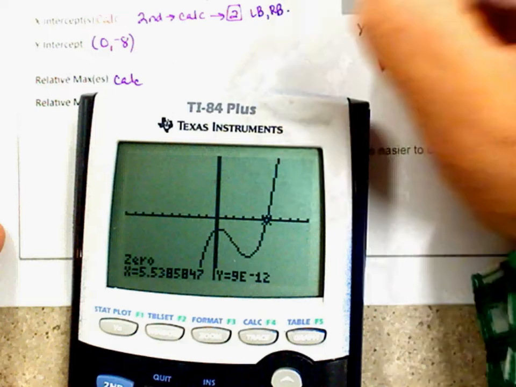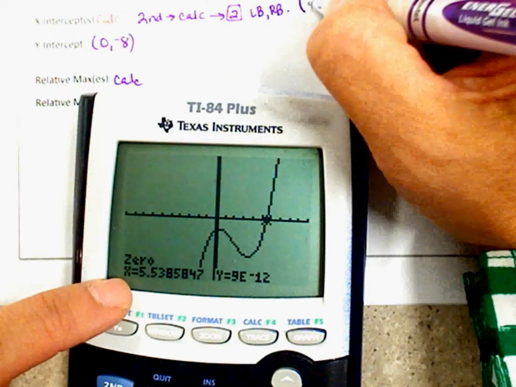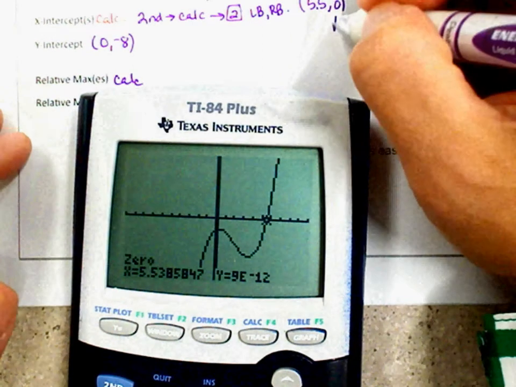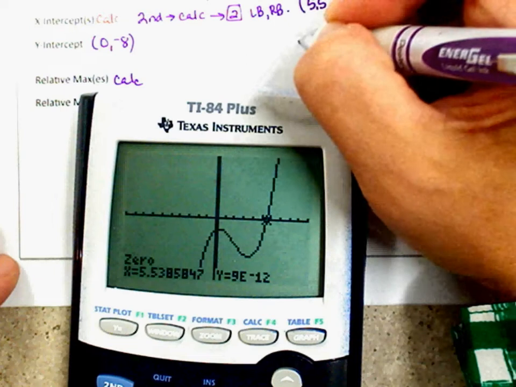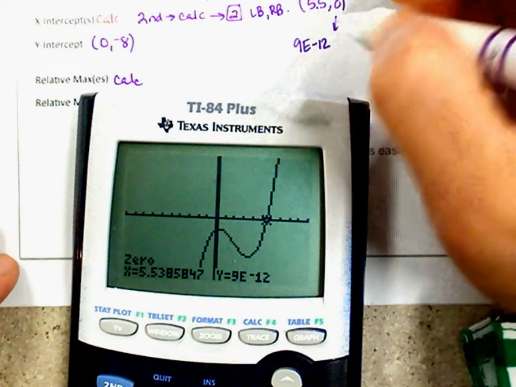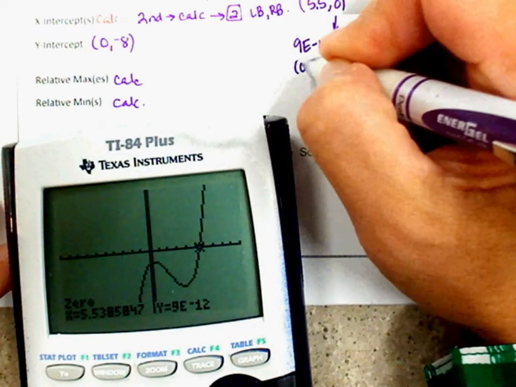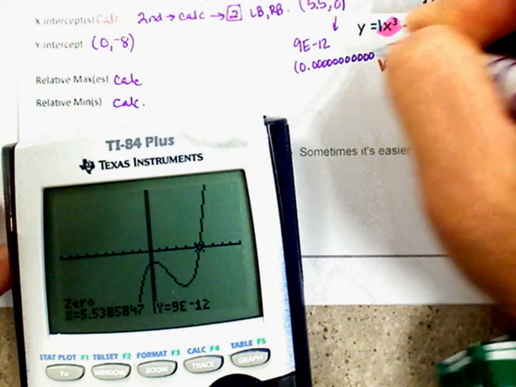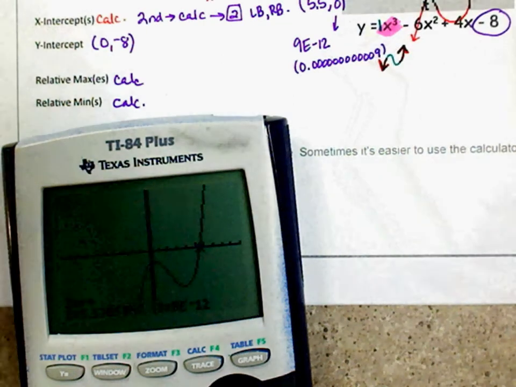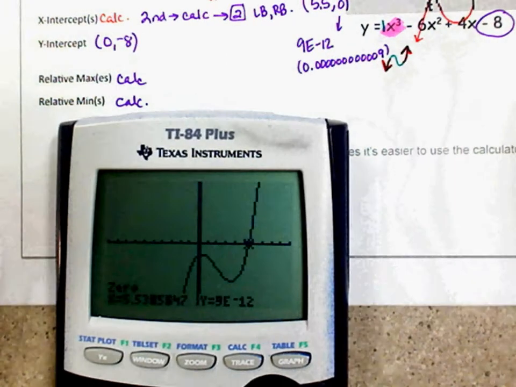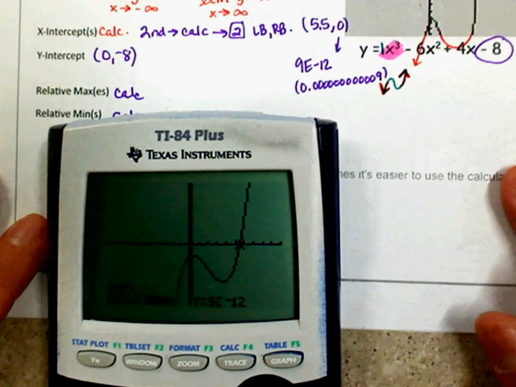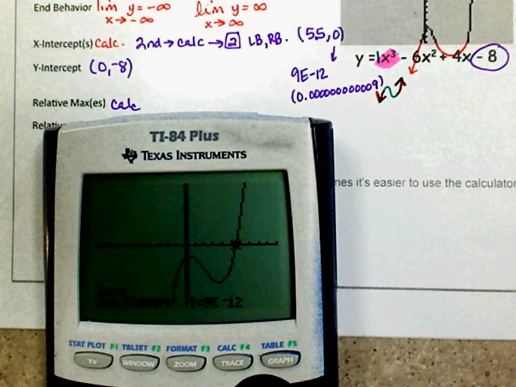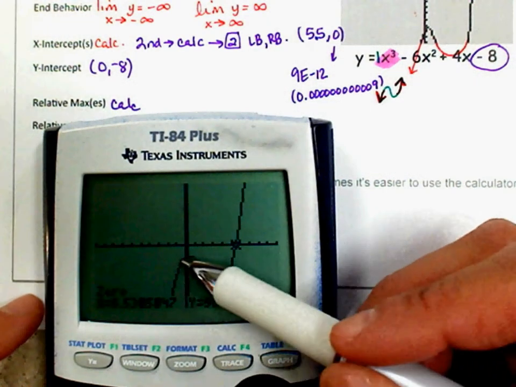All right, so your x-intercept is -5.5, comma 0. You have it written on your calculator as 9e-12. That means it's 0.000000000009, that's as close as it's going to get. And that's the reason you can just write 0 in that place. Okay, so there is your x-intercept, (-5.5, 0).